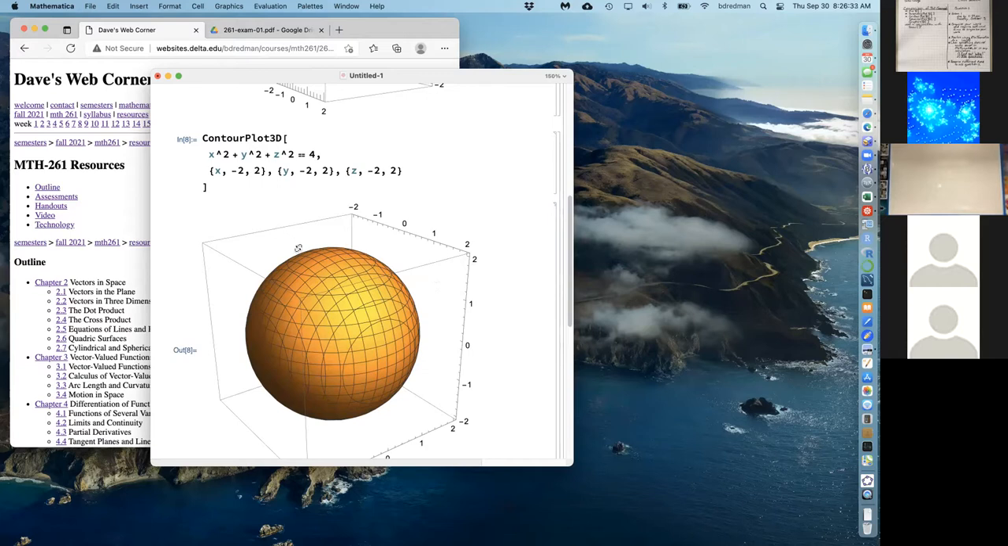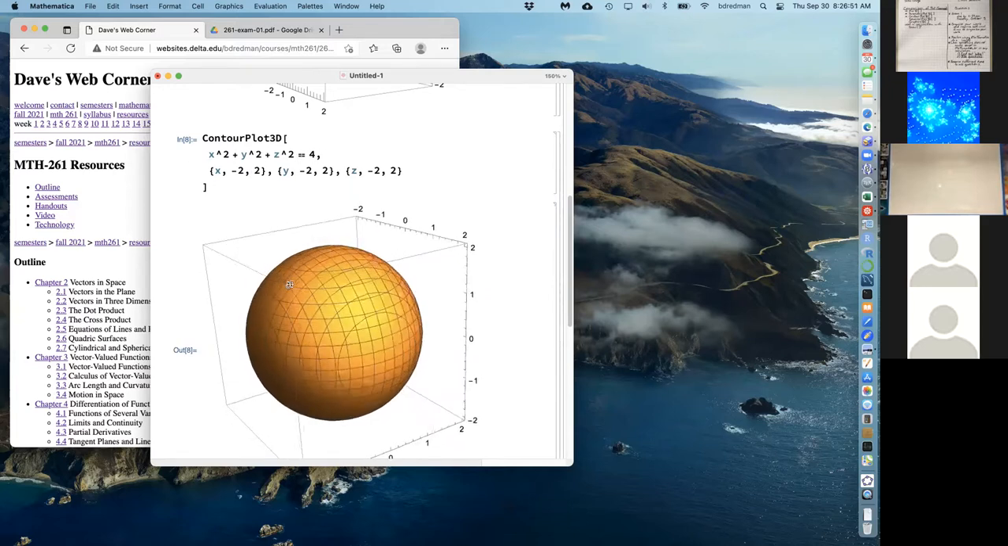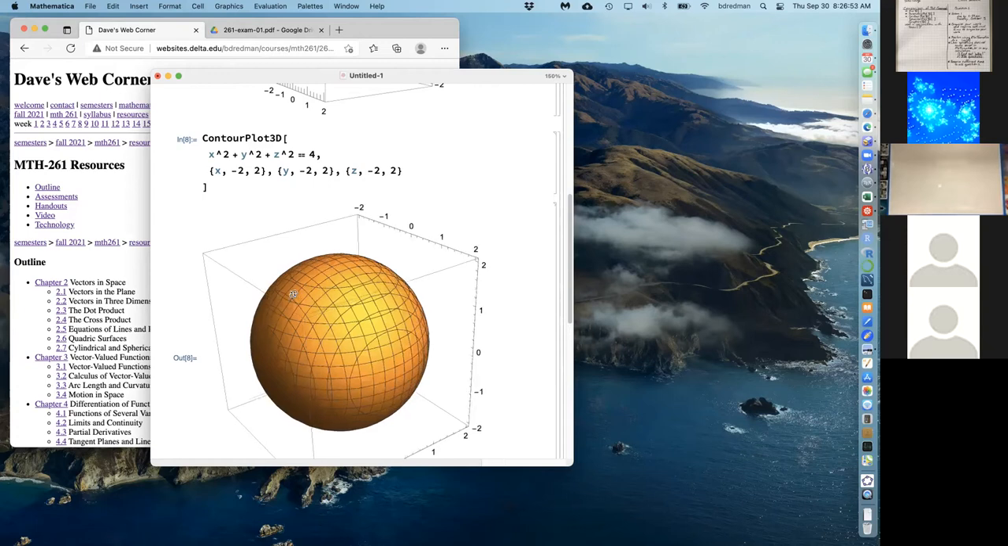Mathematica is only looking inside this box from -2 to 2 in each coordinate, and finding points whose squared x, y, and z coordinates sum to 4. It is not drawing a surface. It's just collecting points that satisfy this equation. And when it collects the points, it creates a sphere. But Mathematica doesn't think of this as a sphere necessarily. It just thinks of it as a collection of points that satisfy an equation.